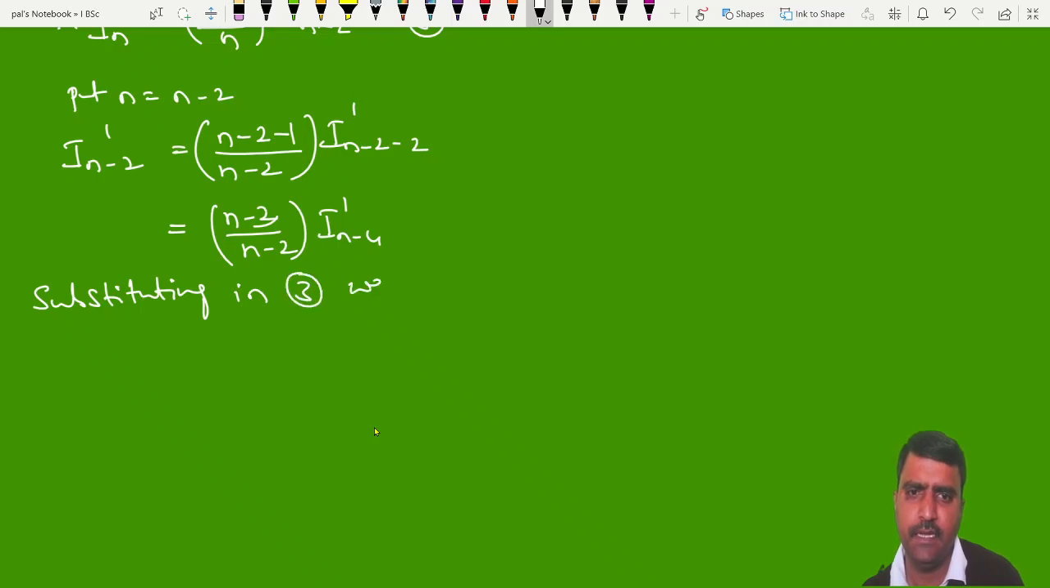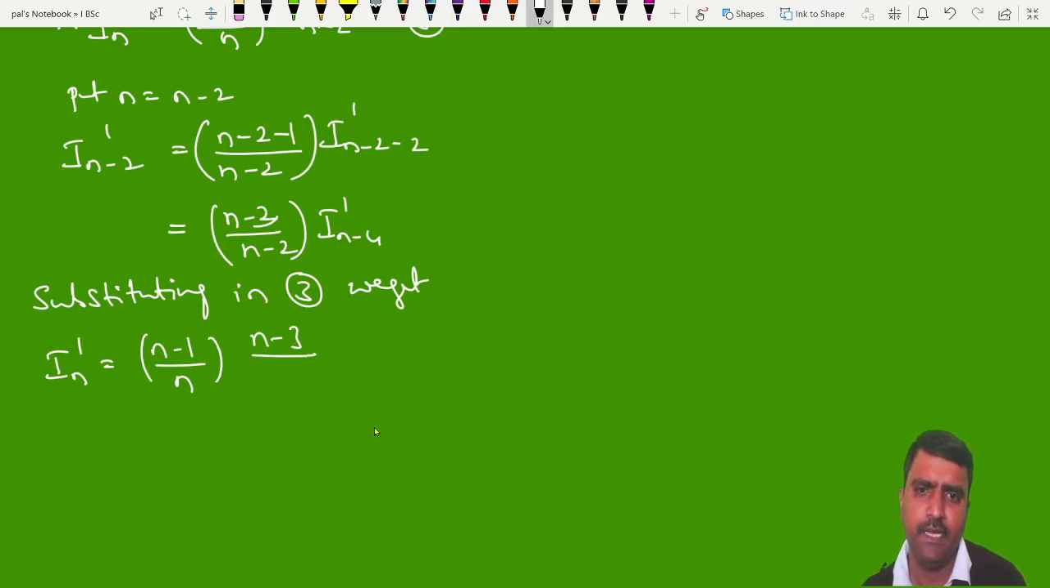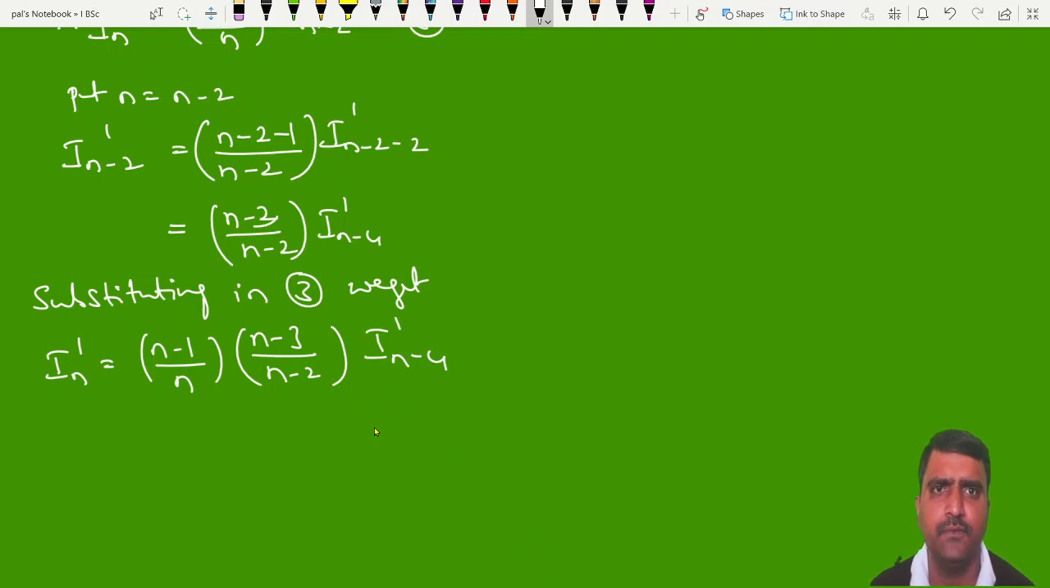we get that I n dash is equal to, I n dash already is n minus 1 by n, that into n minus 3 by n minus 2 into I n minus 4 dash. Similarly, if you continue like this, again you find I n minus 4 and again you substitute here. So finally, if you go on continuing like this, what is the final value?